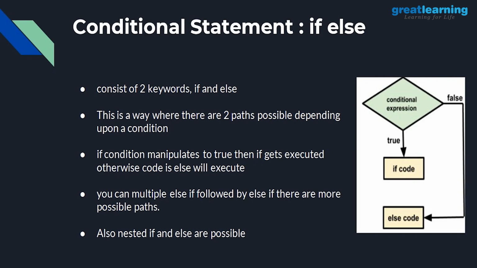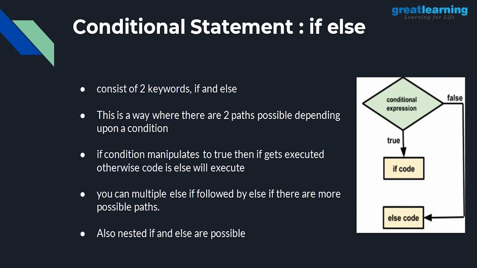These are keywords. This is a way where there are 2 paths possible depending upon a condition. If you see the diagram, there's a conditional expression. If the conditional expression is false, then go to the else code. If it is true, then go to the if code. If the condition evaluates to true, then it gets executed and sends the code to the next statement after the if. If it's not, then it goes to the else part.